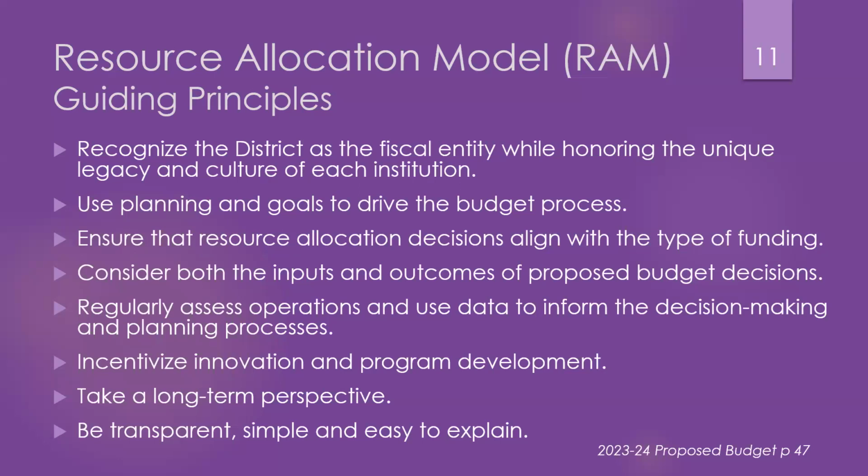And what I mean by that is, if you're going to get money one time, then you can only allocate it to something that's going to cost something one time. And you can't hire an ongoing expense with a one-time fund. So the idea here was to spend that dollar appropriately, and to consider the inputs and outputs of proposed budget decisions. So we're looking at what goes into it, but also how successful was the outcome? Did we achieve what we thought was going to happen? And if not, to make adjustments accordingly.